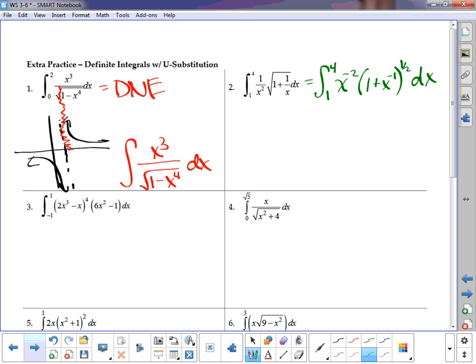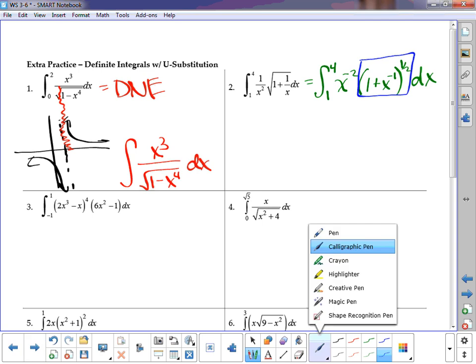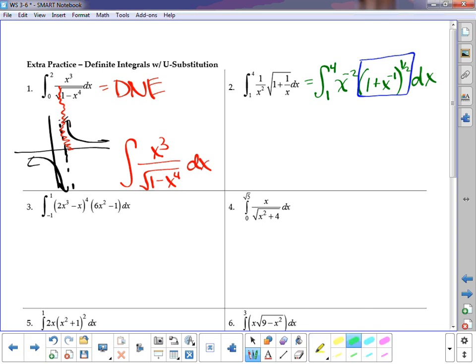Now, if I take a look at this, there should be no issues with the denominator. So again, identify what is your composition of functions. Here I can see that this is a function inside a function, so I'm going to go ahead and let u be that inside piece. So u is 1 plus x to the negative first. So du is going to be negative 1 x to the negative second dx.